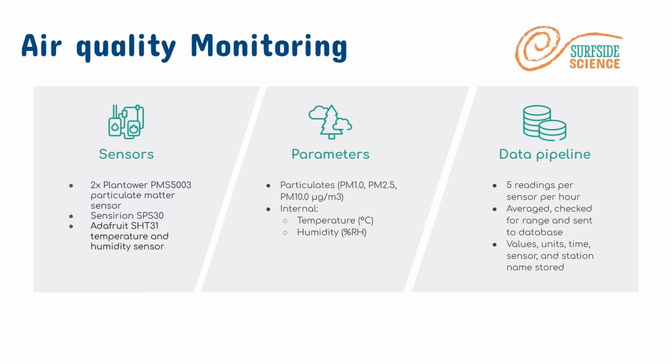humidity as relative humidity in percentage. And for the data pipeline, how it works is we collect 5 samples per hour. We get the average and we check if they're in the correct ranges, minimum and maximum. And the way we send it to the database is in the form of JSON, where we contain the value, the unit, timestamp, the sensor ID, and also the station ID.